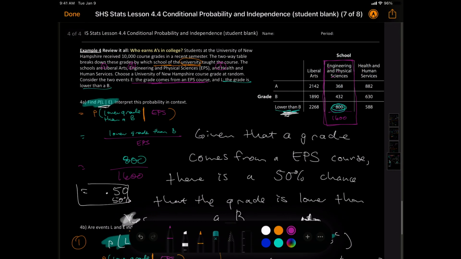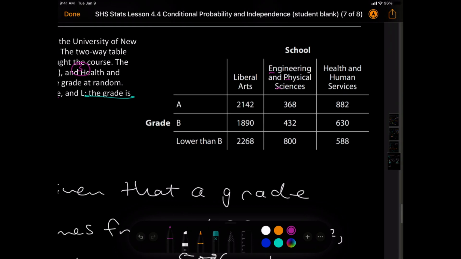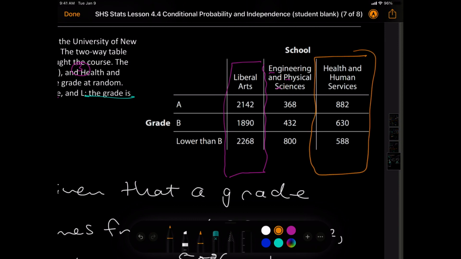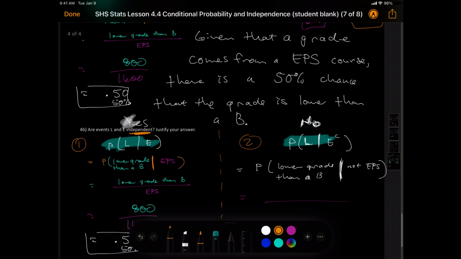Let's go back up here. Let's erase all this. Okay, which one is not EPS? Well, you can do the liberal arts plus the human health services. Let's add that up really quickly. 2142 plus 1890 plus 2268 gives me 6300. Oh, let me write in pink. I'm trying to stay consistent here. 6300. And 882 plus 630 plus 588, that gives me 2100. Okay? So that is my total.